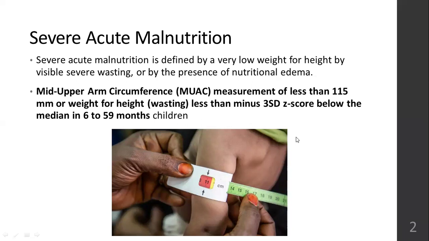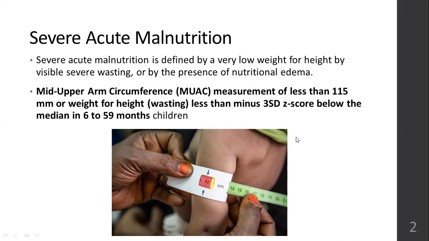mid upper arm circumference. How do you do that? You first have to take the length from the tip of the shoulder to the tip of the child's elbow, and divide that length by 2. You will get the middlemost point, the middle part. And there you have to place the measuring tape and check the circumference.